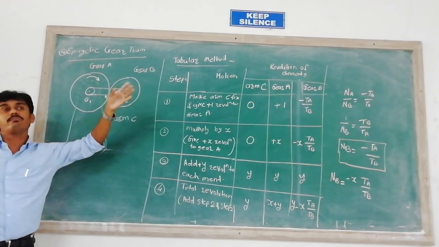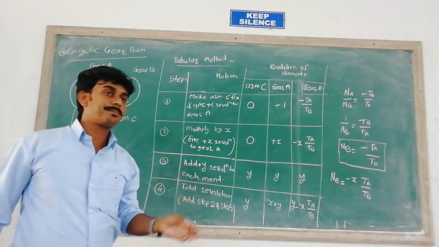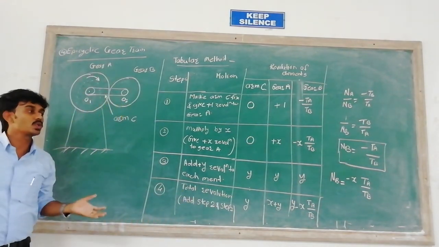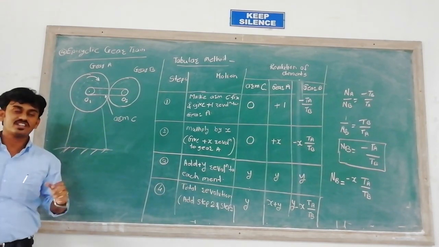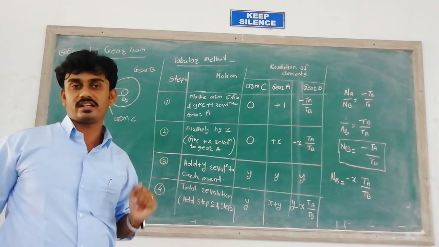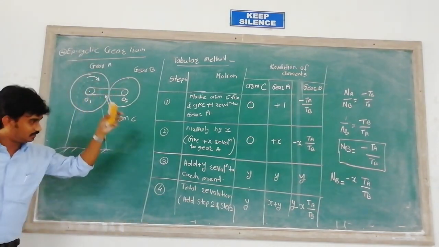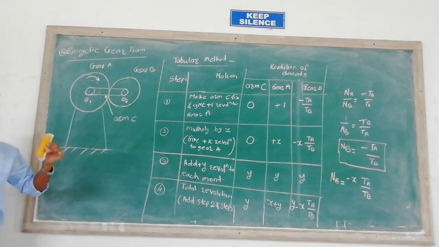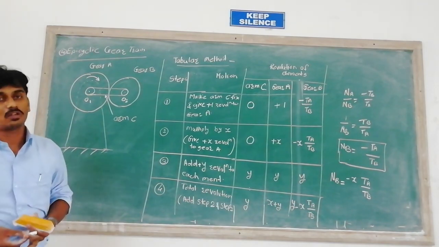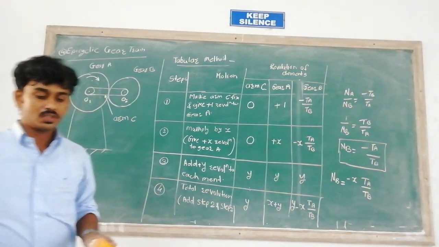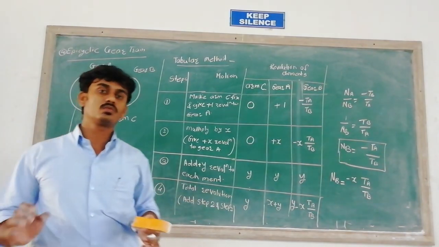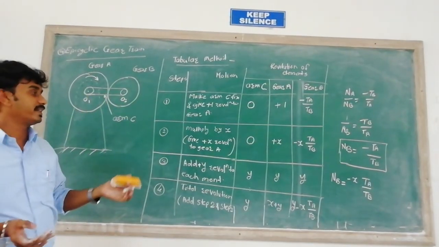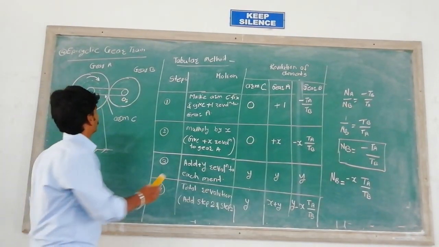of any element in a gear train, or we can find out the direction of rotation of each element in the gear train. So this is the table which we require while solving the numerical. Here we take one numerical on epicyclic gear train, so it is better to understand.